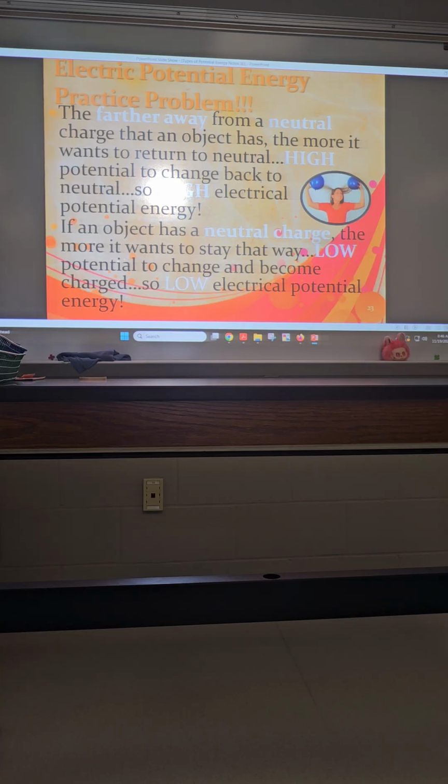Because if an object has a neutral charge, all you have to do is ask yourself, what is an item normally? Well, it's neutral. And if it is neutral, then it doesn't want to change. It doesn't want to gain those electrons. So it has low potential to change and become charged, meaning it has low electrical potential energy. Okay, so pretty straightforward. Trying not to memorize it, and trying to think about it logically, is the better way.